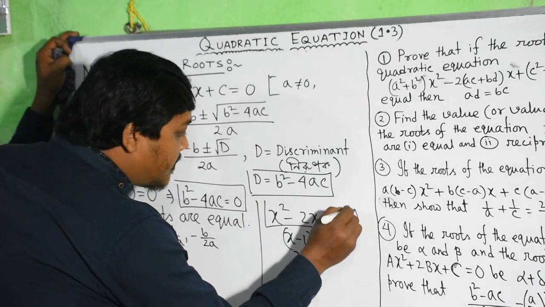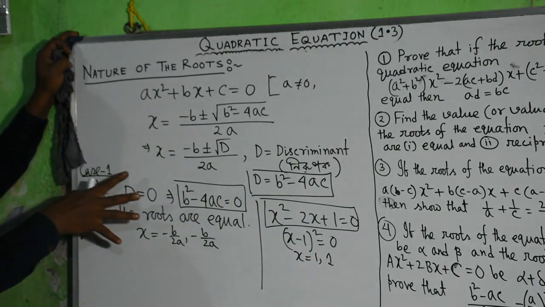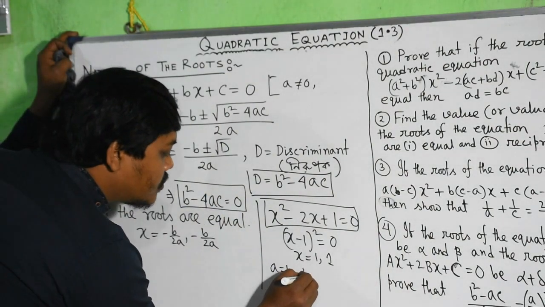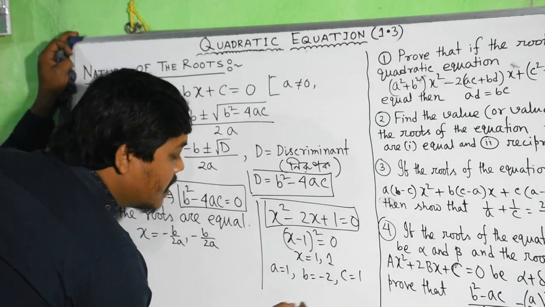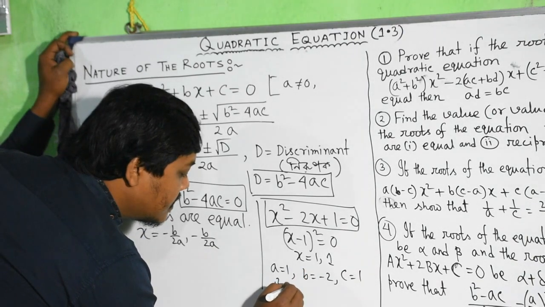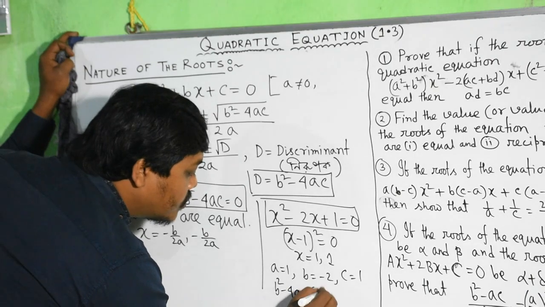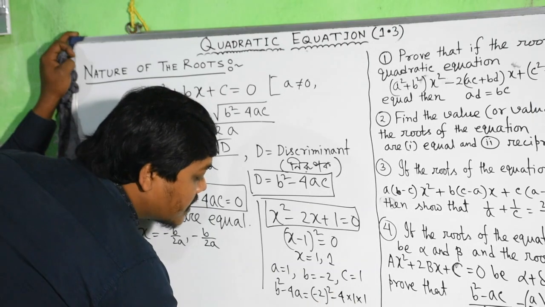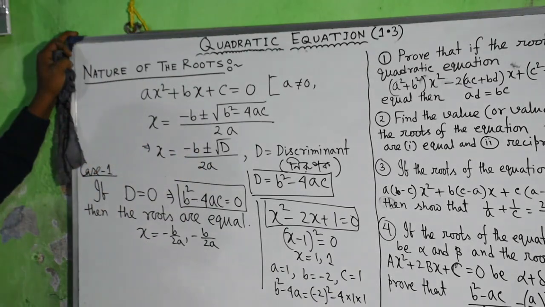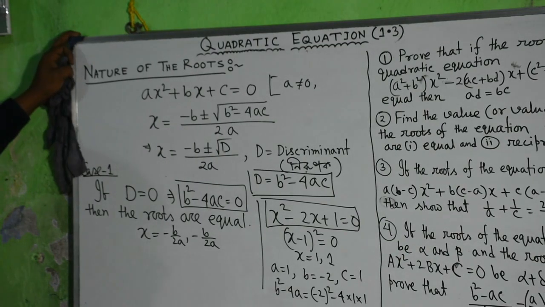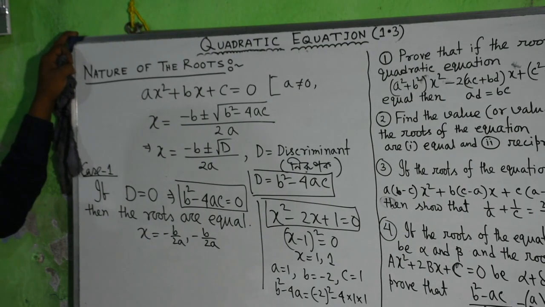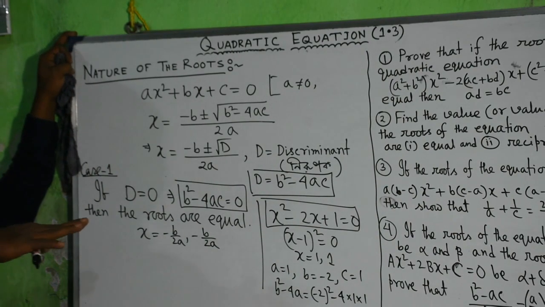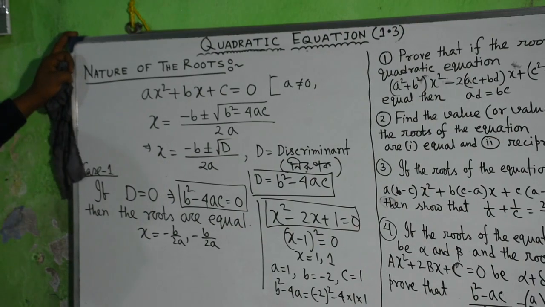Just taking this equation and comparing with the condition, what are a, b and c? a equals 1, b equals minus 2, and c equals 1. So b square minus 4ac equals minus 2 whole square minus 4 into 1 into 1, that is 4 minus 4, which equals 0. So this is the if and only if condition. If D equals 0, or b square minus 4ac equals 0, the roots are equal, and if the roots are equal, then b square minus 4ac equals 0.